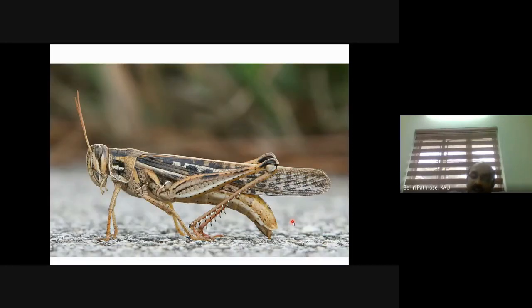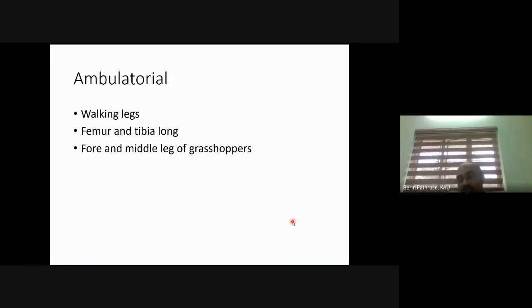And coming to the next modification, that is ambulatorial leg. This is the walking leg, for simple walking purpose. The examples are fore and mid legs of grasshoppers. I told you in the previous saltatorial modification, the hind legs are modified for jumping purpose. But in the fore and mid legs, in the picture we have seen that the femur is almost normal in size. So it's not used for jumping, it's used for walking purpose.